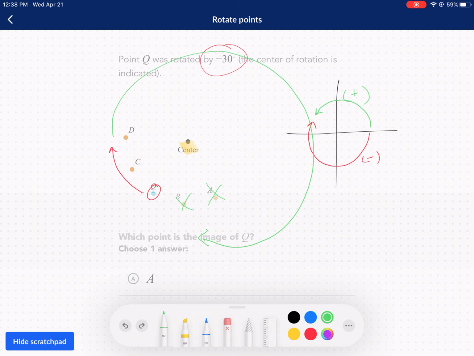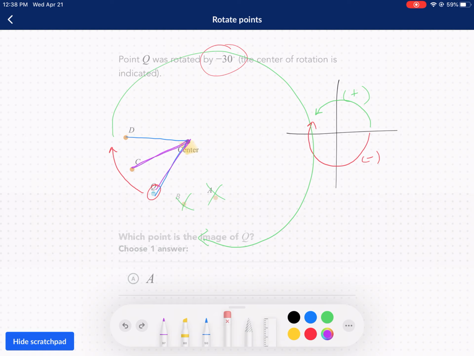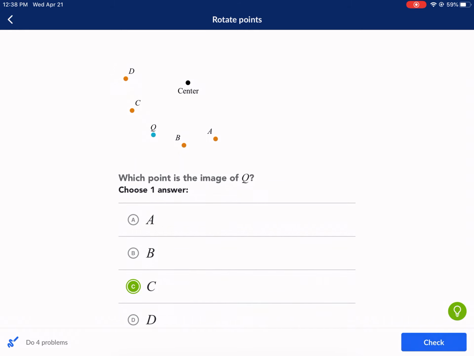Let's consider both individually. If we are talking about D, let's connect to the point here. That looks like our angle. That's looking almost like a 45 degree angle, whereas this other one, let's do that in purple. Okay, this purple one looks more like a 30 degree angle. That looks like a small angle. I'm guessing that is the 30 degree angle. Blue, that Q to center to D looks more like 45 degrees. So we're going to go with C as our answer there.